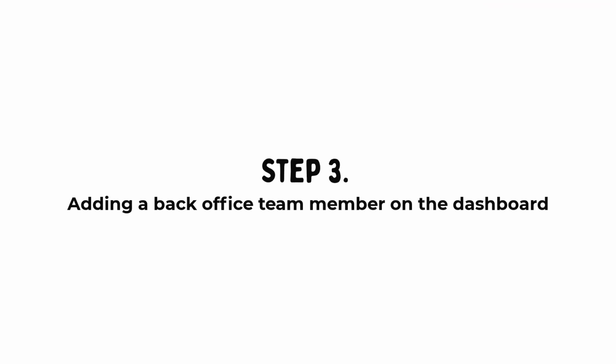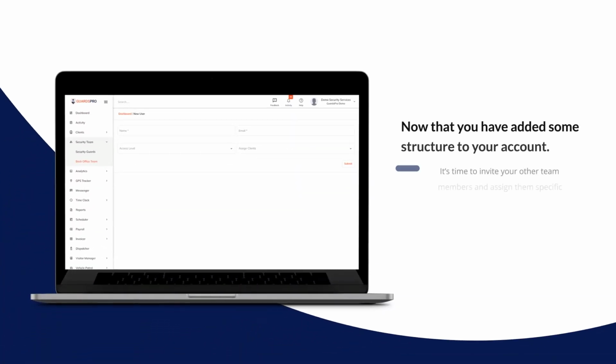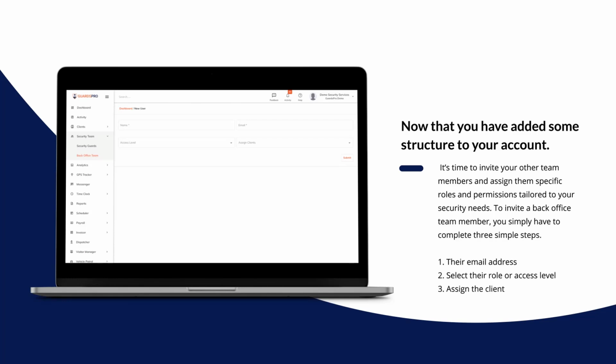Step 3. Adding a back office team member on the dashboard. Now that you have added some structure to your account, it's time to invite your other team members and assign them specific roles and permissions tailored to your security needs. To add a back office team member, you simply have to complete 3 simple steps. Enter their email address. Select their role or access level.